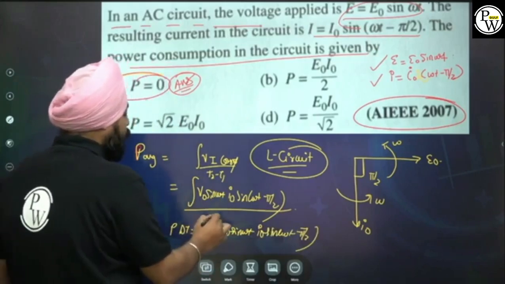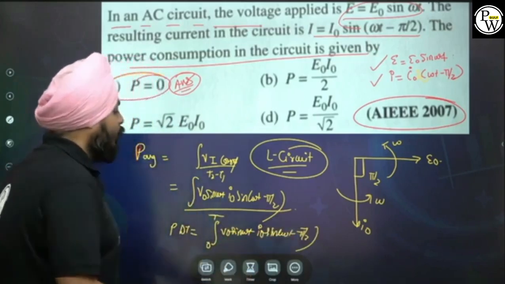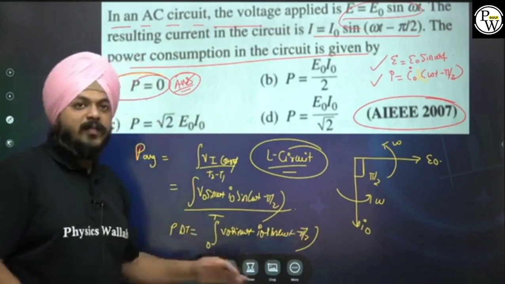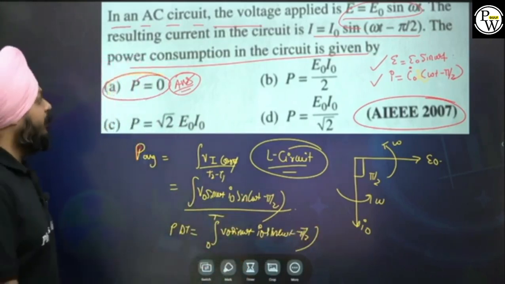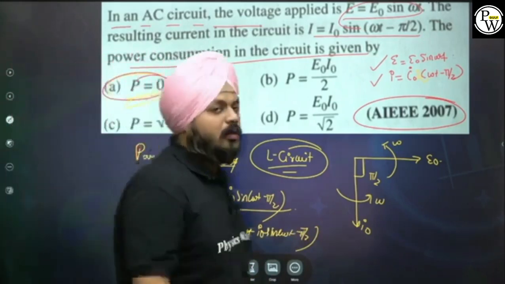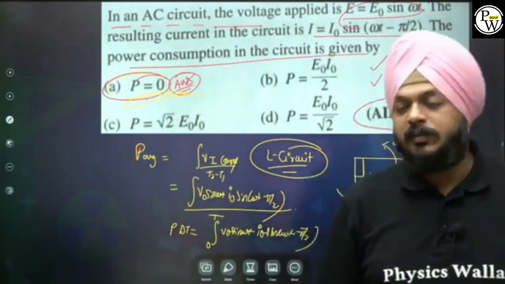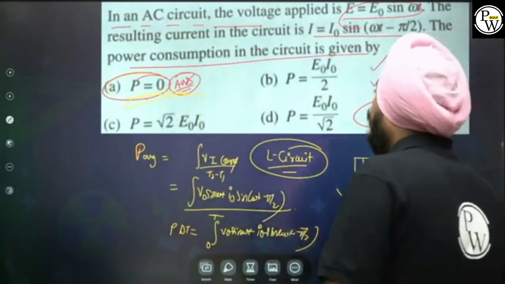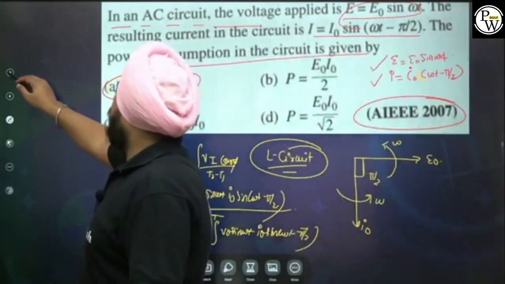Integration will run from 0 to T, and obviously if I convert sine to cos, things are going to be 0. So the average power consumed is going to be 0. The first is a perfect answer for this specific case, right? And this thing obviously we have seen theoretically.